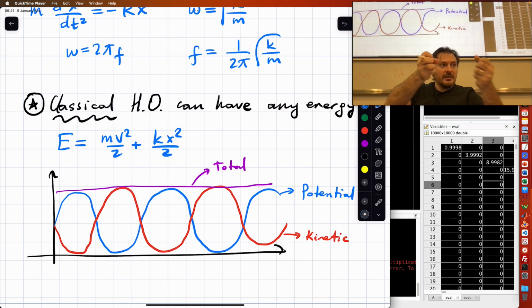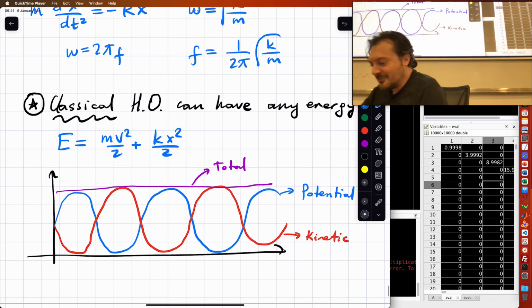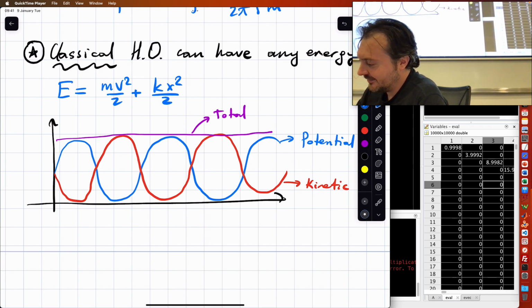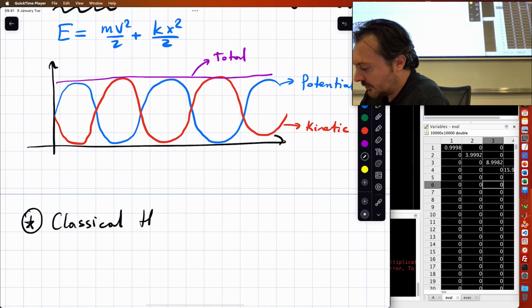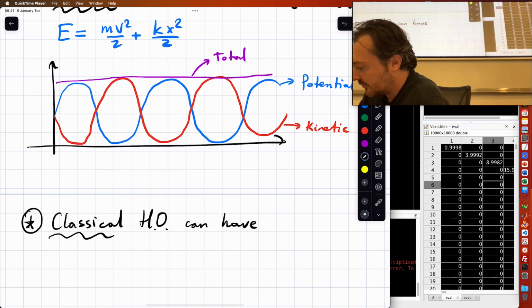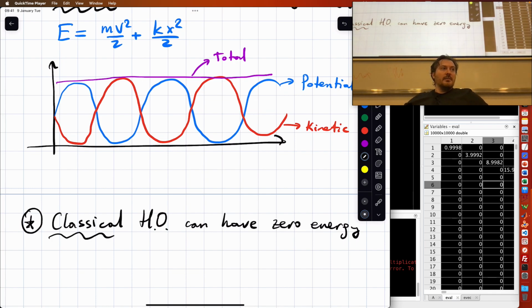Can I pull it this much and release it? It will go like this. I can pull it this much, release it, that much energy. I can just not touch it. How much energy does it have? Zero. So let's mention also this pedantic thing, because it will no longer be true in quantum mechanics. Classical harmonic oscillator can have zero energy. Okay?